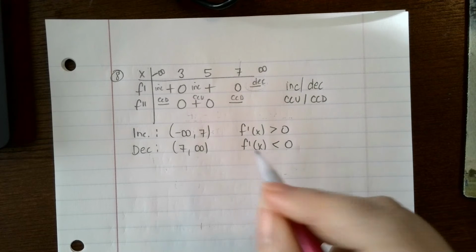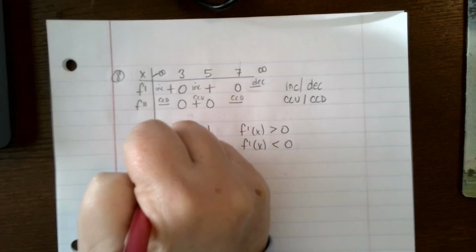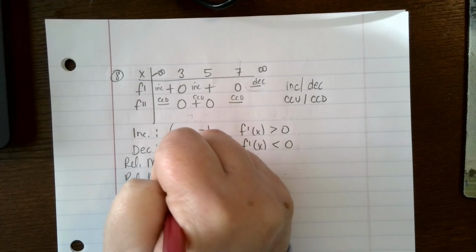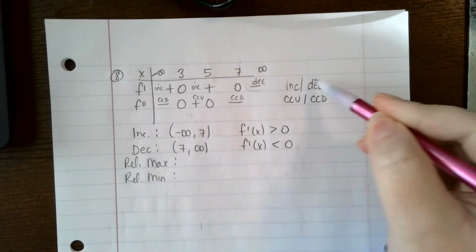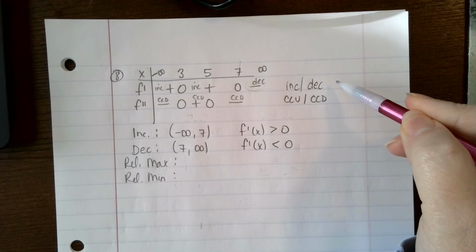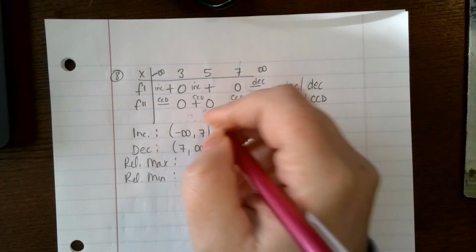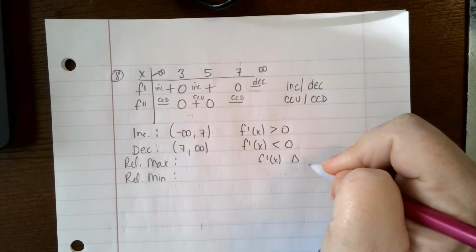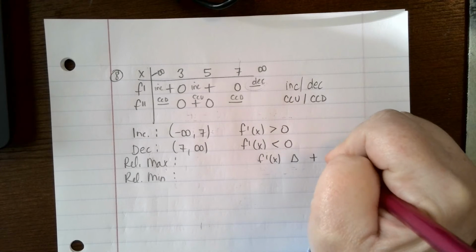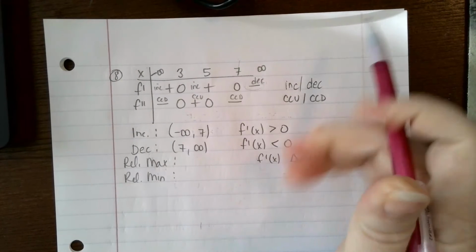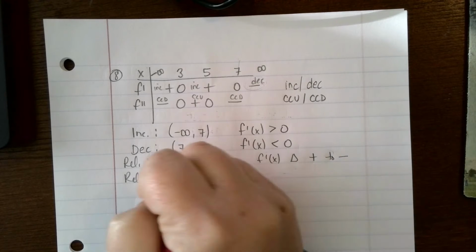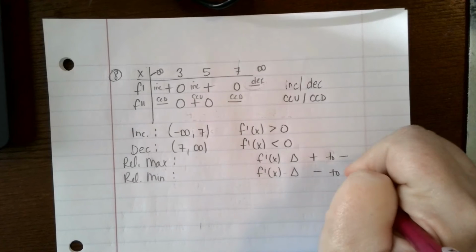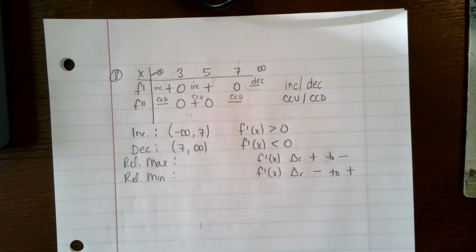Now, next, I'm going to go ahead and do relative max and min, just because those deal with our first derivative of increasing and decreasing. So, a relative max. First, let's think about when and how we know. A relative max is when the first derivative changes from positive to negative. A relative min is when the first derivative changes from negative to positive, and we could even put a little s right there.